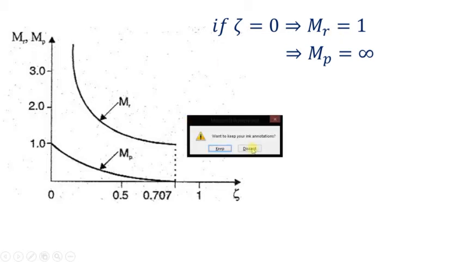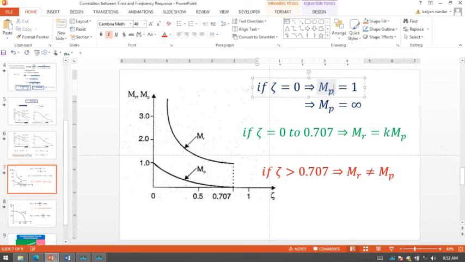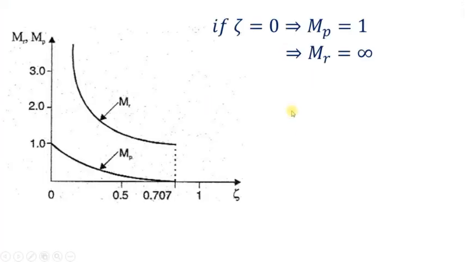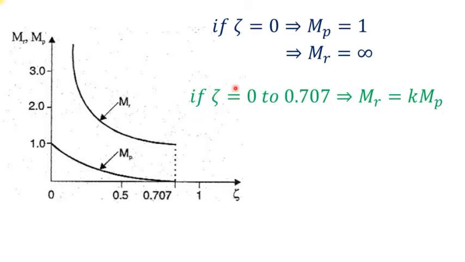So this is the relationship between time domain analysis and frequency domain analysis. If you set the damping ratio as 0, MP will be 1 and MR will be infinity. Am I right? If you set the eta value from 0 to 0.707, there is some relationship between MR and MP. These two parameters are not equal, but there is some linear relationship between them: MR equal to k into MP. So this is the relationship between the time domain specification and the frequency domain specification. MR is the frequency domain specification, and MP is the time domain specification.